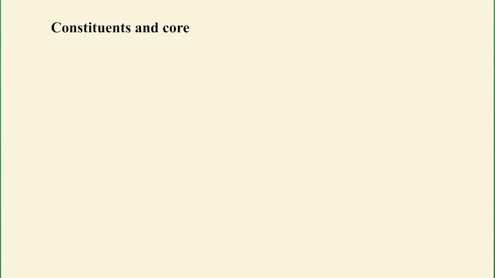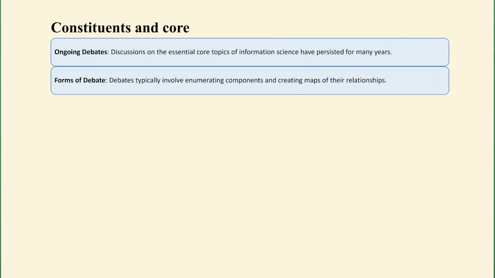Having formed an idea, though certainly not a precise definition, of what kind of discipline information science is and what its focus of interest is, we turn to its constituent parts, and whether there is an irreducible core of the subject. Debates about what topics and subjects make up information science and which of these are its essential core have rumbled on in the literature for many years. They have typically taken two forms: attempts to enumerate the components of information science and attempts to produce maps, literal or metaphorical, showing how these parts fit together.